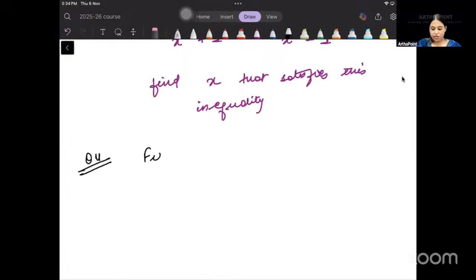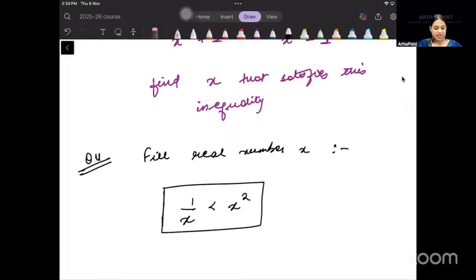Question number 4. Find the real number x that satisfies this inequality: 1 by x less than x square. Give it a try. I'm going to give you 1 minute. Give this question a try. I'm waiting in the chat section for you to answer. 1 by x less than x square.